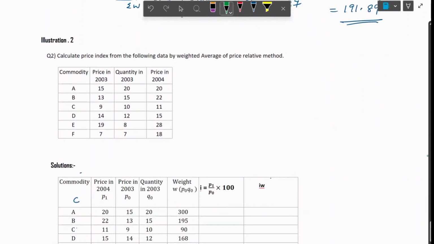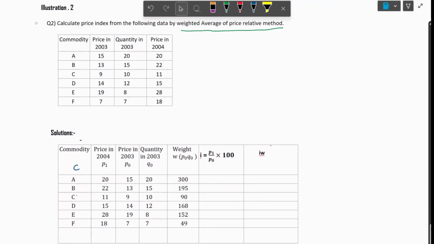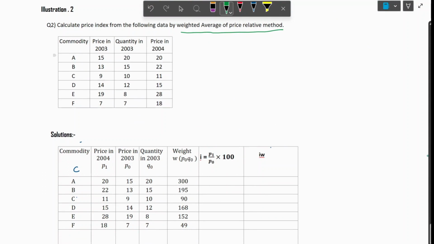That is, calculate the index number from the following data by the weighted average of price relative method. Now read the question. Is there any difference from the first? Here it is commodity. Price in 2003, that is P0, and because the 2004 price is also given, we are going to take it as P1. Price, base period and current period, it is there. Now what is this? This is Q0.